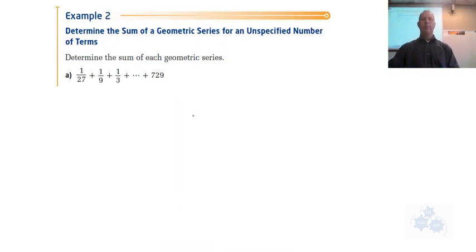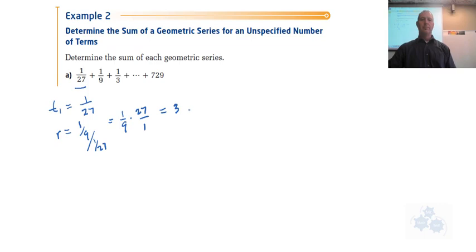All right, example 2. Determine the sum of each geometric series. So T of 1 is 1 over 27. What else do I have? I could find r. So what is r? r is 1/9 divided by 1/27. That's 1/9 times 27/1. 27/9 is 3. So the ratio is 3. You multiply each term by 3 to get the next term.